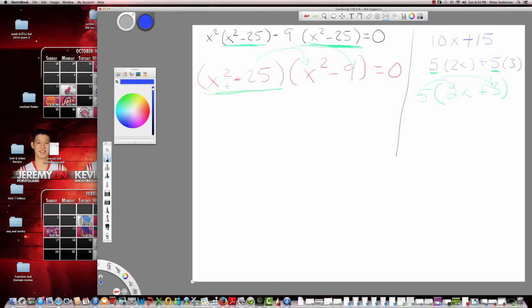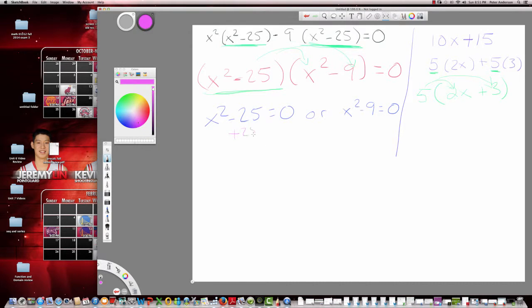All right. Now that I've done this, what do I do from here? Well, you really have some quantity times another quantity. Anything times anything that's equal to 0 means that either x squared minus 25 is 0, or x squared minus 9 is 0. It's got to be one or the other. So all I've got to do now is basic algebra.